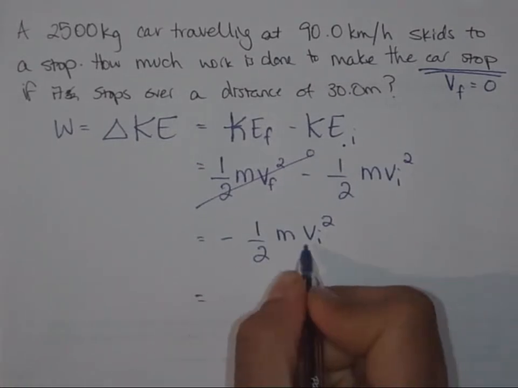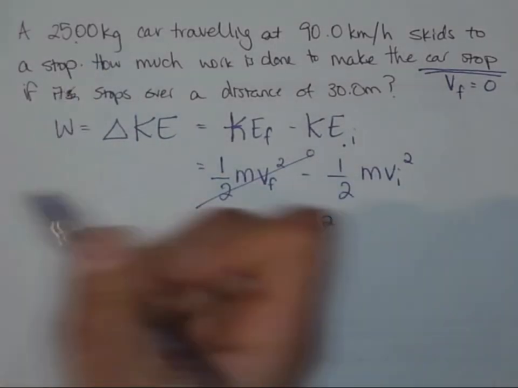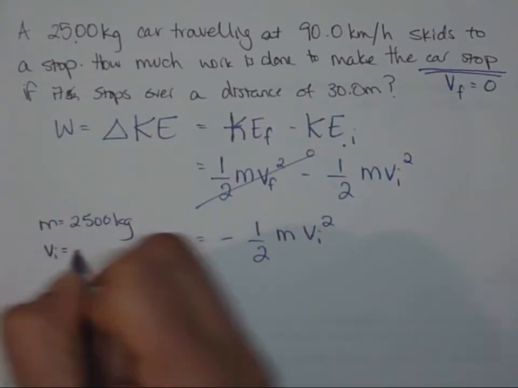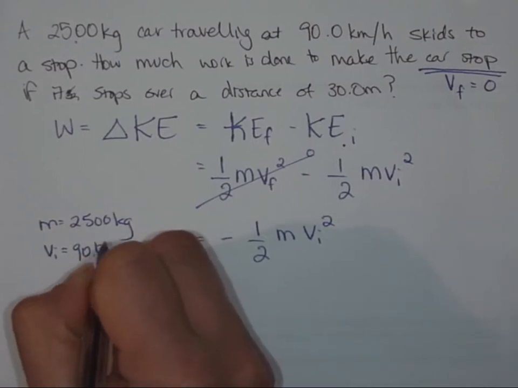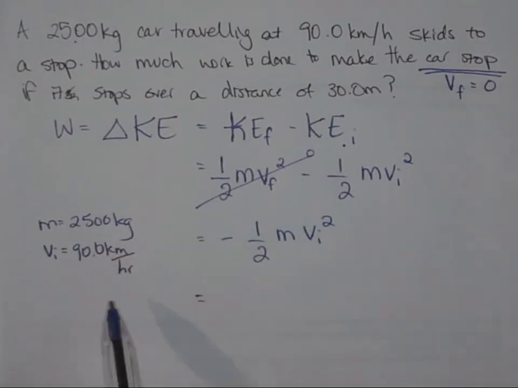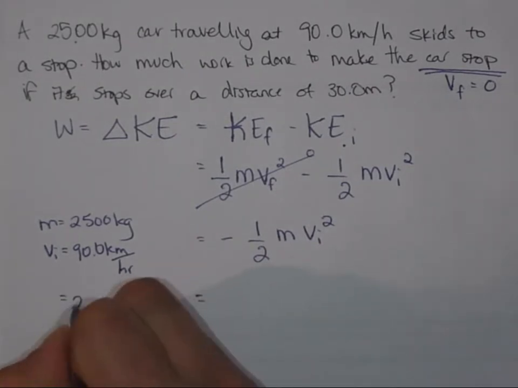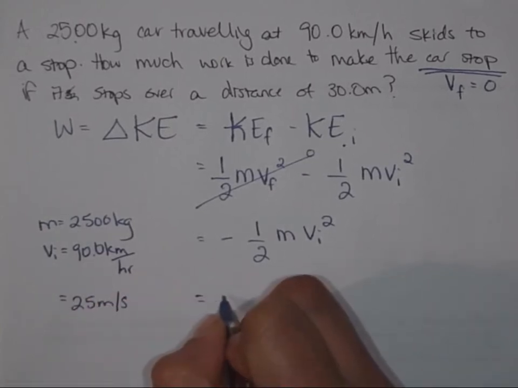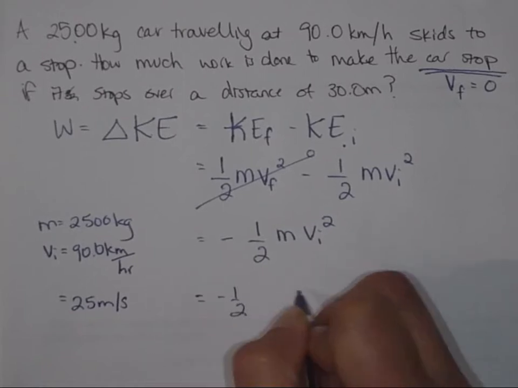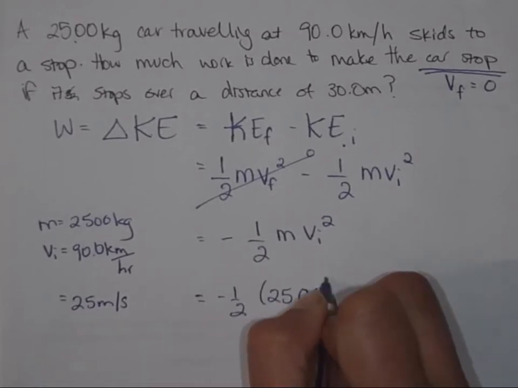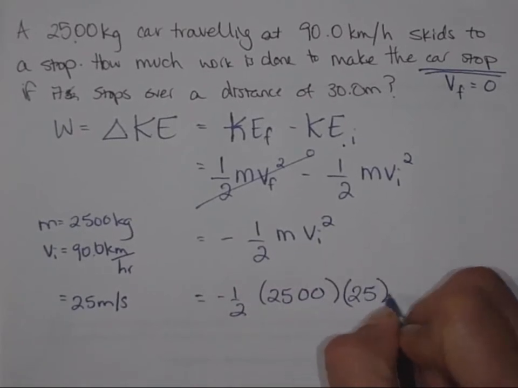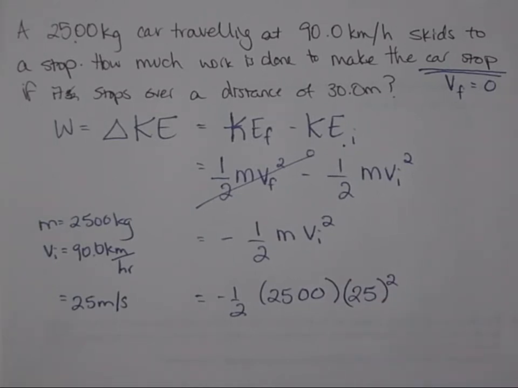So we can actually plug in this information because I'm given the mass. My mass is 2,500 kilograms, and I'm given the initial velocity, which is 90 kilometers an hour. One thing to keep in mind is you do have to convert that to meters per second. So that would actually be 25 meters per second. So I can plug all of that in, and 2,500, vi is 25 squared. I'm going to plug that in.